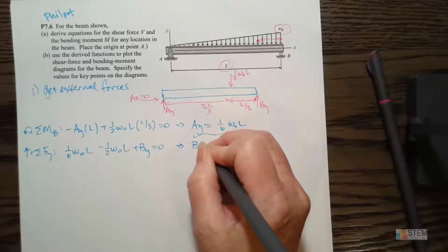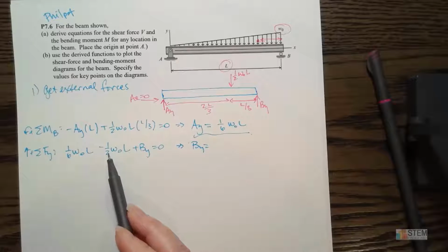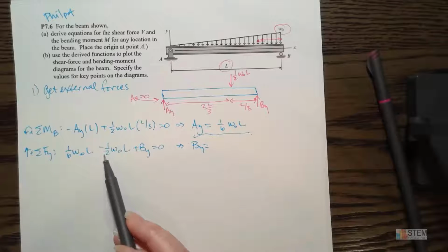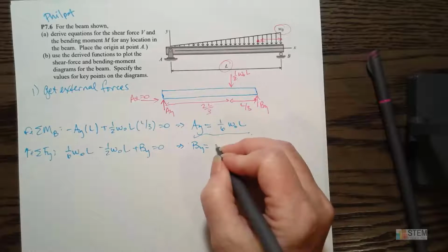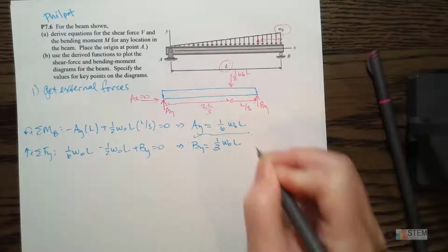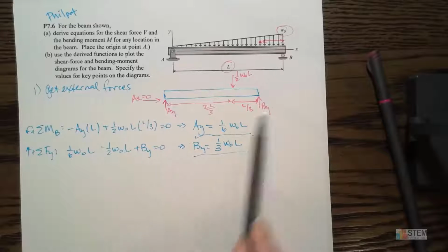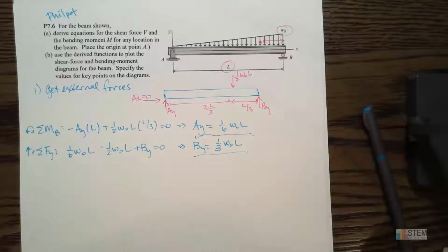All right, so from that you can get BY. So, put these together. Common denominator here will be 6, right? So that'll be -3/6. So 1/6 minus 3/6 is minus 2/6, which is 1/3. When you move it over, it becomes positive. So we have positive 1/3 W0L for BY. So now we know what's going on at AY and BY. Now we're ready to get to the shear and moment part.